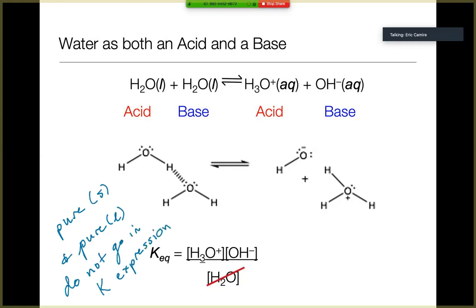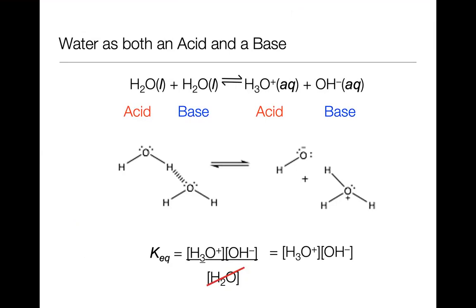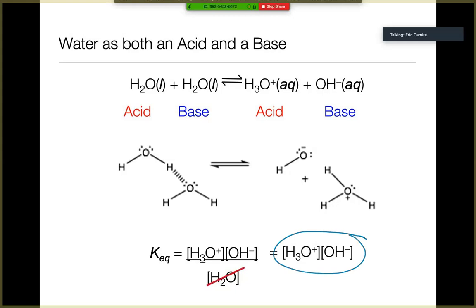There are other reasons why, but our definition, keeping it simple, is that technically their concentrations are their densities and those aren't going to change. So we omit them from the K expression. So technically our K expression is just the concentration of hydronium multiplied by the concentration of hydroxide.